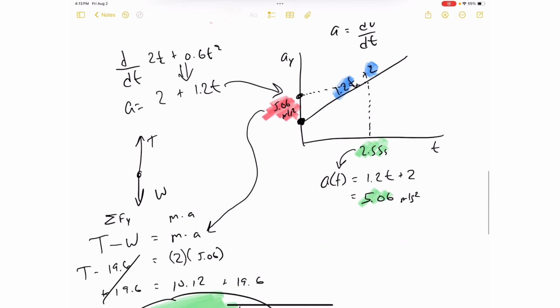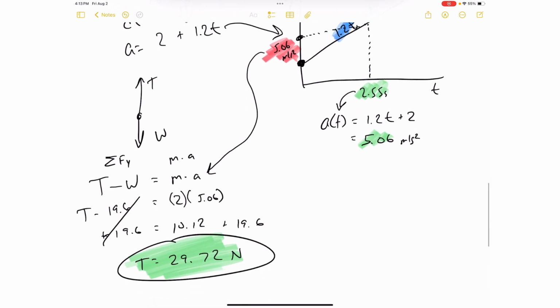Once I had the acceleration, then basically I'm done. Then I just do F equals ma. So this is the sum of the forces in y equals ma. My tension minus my weight, that's the sum of the forces, is your mass times acceleration, the acceleration I just got, and I did some simple algebra, and I got 29.72.